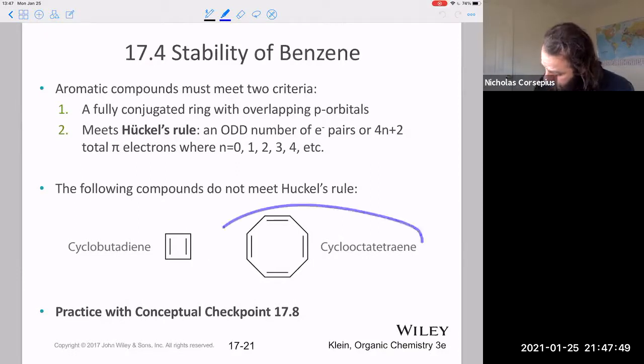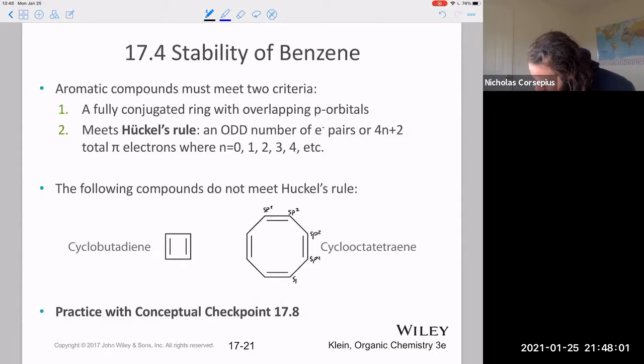Let's look at this famous example as well, cyclooctatetraene. It has that fully conjugated ring, right? So it meets criteria 1. Everything has a p orbital that can participate in conjugation. However, we have 2, 4, 6, 8 electrons, or 4 pairs. So we do not meet Hückel's rule. So this is again an example of an anti-aromatic compound.